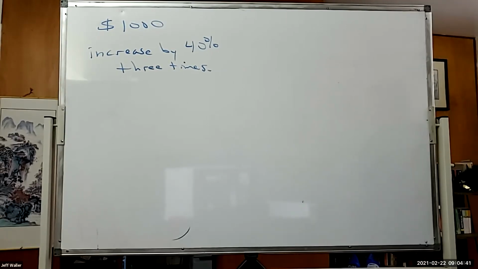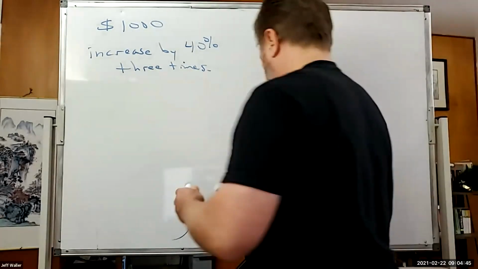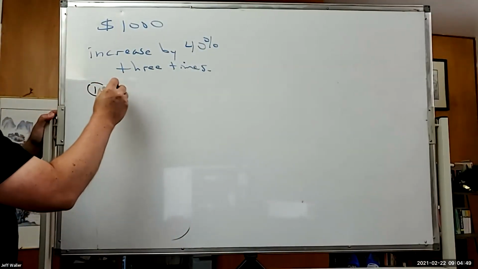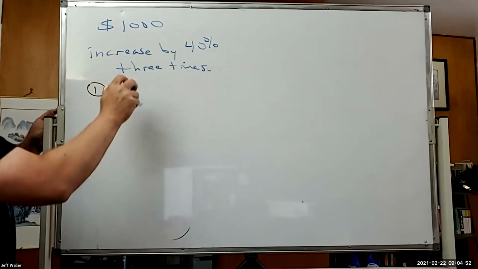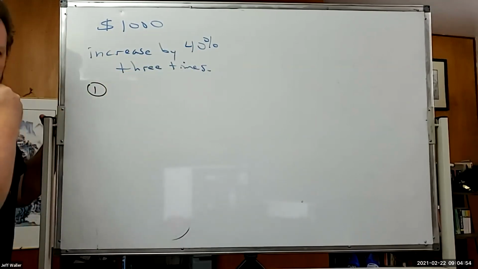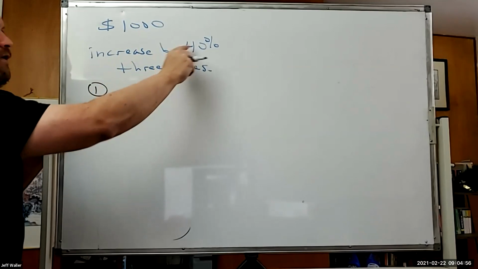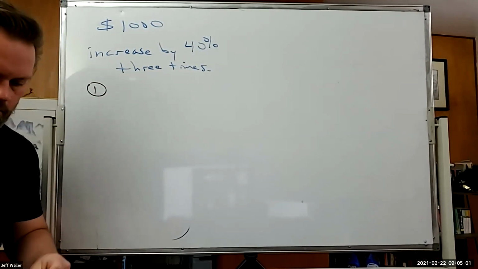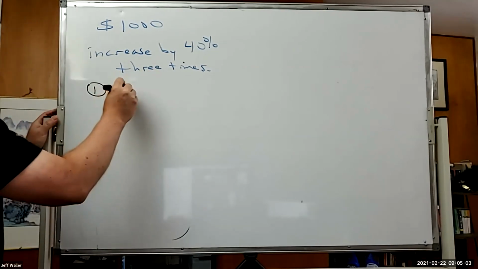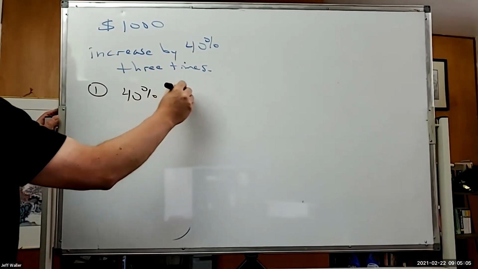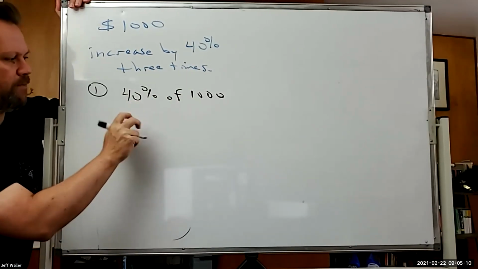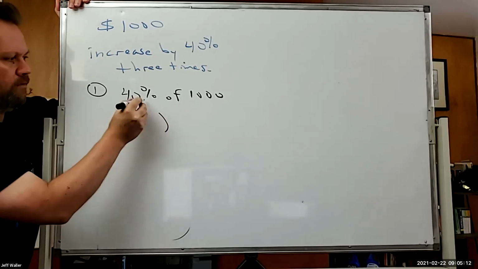So the first increase, how do I figure out how much it goes up to? It's currently $1,000 and I want to increase it by 40%. We have to find out what 40% of 1,000 is, right? How do I do that? What's 40% as a number? 0.40. Is that cool, everybody?